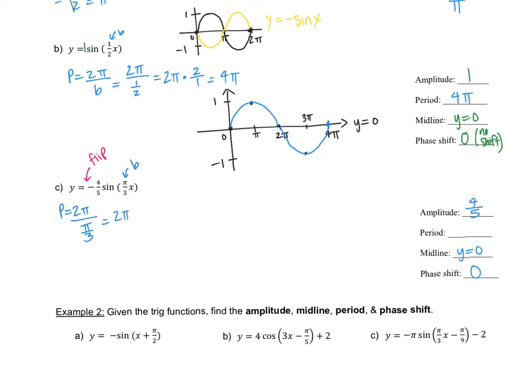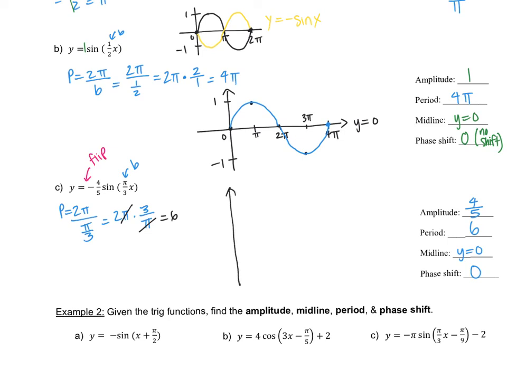So 2 pi times 3 over pi. So notice how the pi's cancel. That's kind of nice. So 2 times 3 is just 6. So my period here is going to be 6/1, which is just 6. So I have a period 6 instead of having pi's in it this time, but that's okay. It actually makes it a little bit easier.